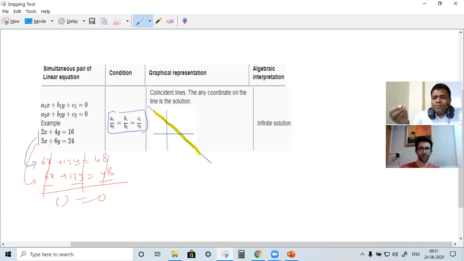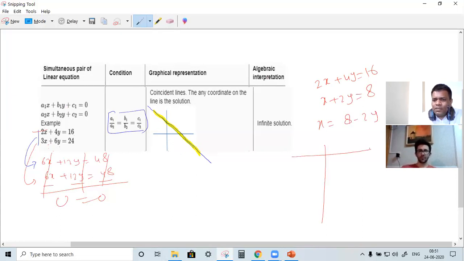You can solve by using the plug-in method. Either you pick this or this, both are the same. So let me take the first one, 2x plus 4y is equal to 16, divided by 2, x plus 2y is equal to 8. So what is x? 8 minus 2y. Now I'm going to create a table and you'll get infinite solutions. This is x, this is y. If I put y is equal to 0, what is x? 8.